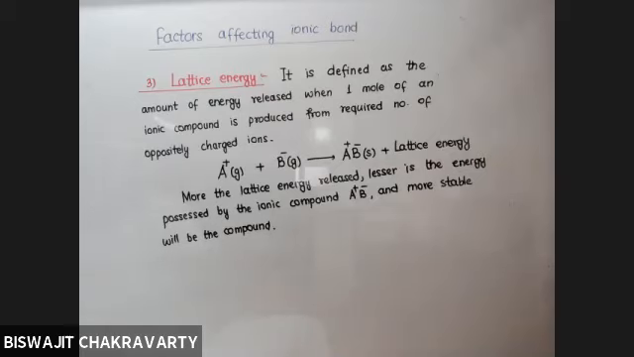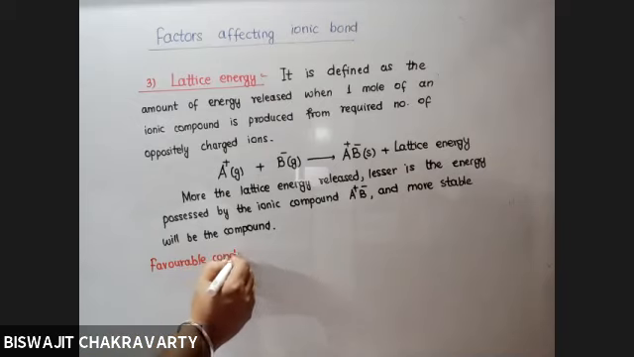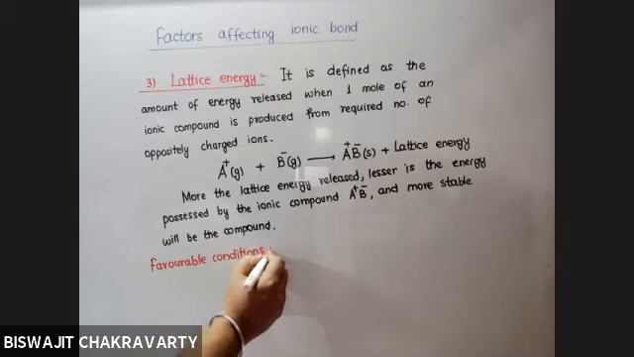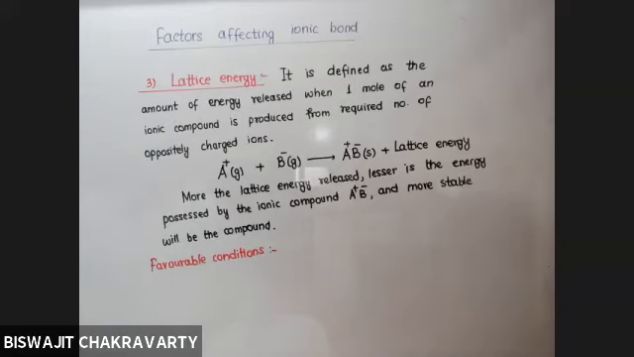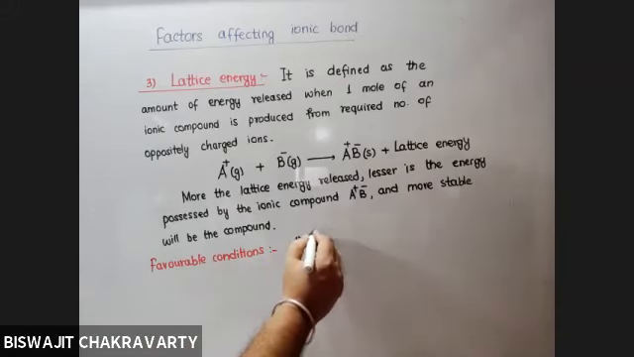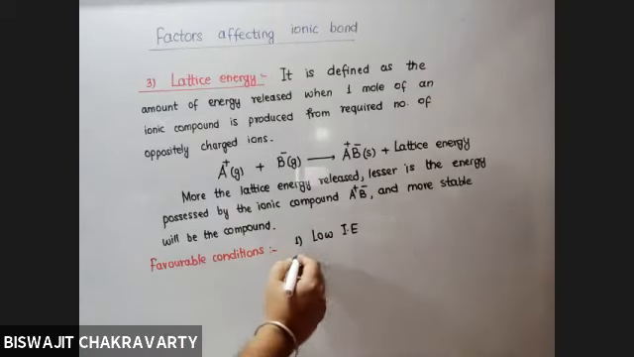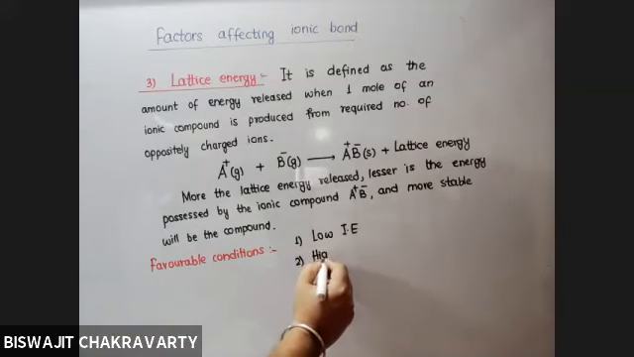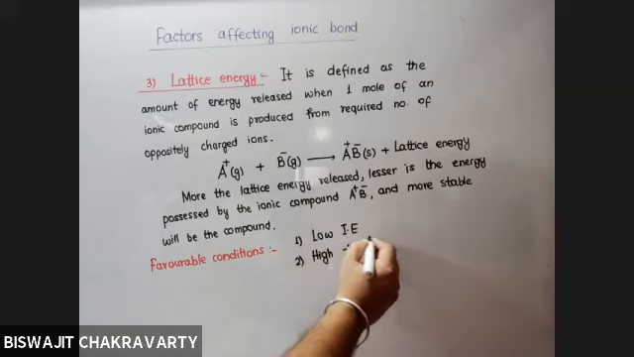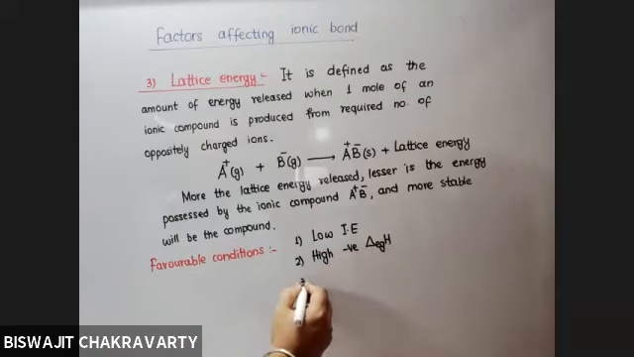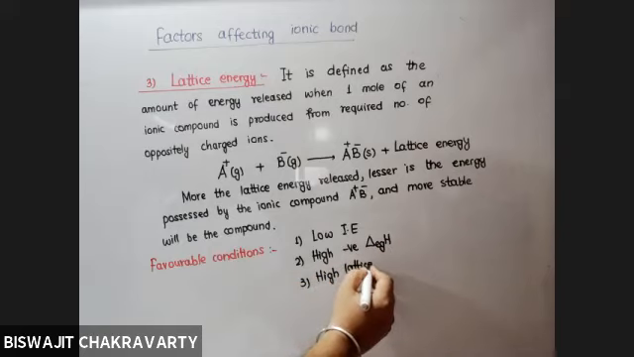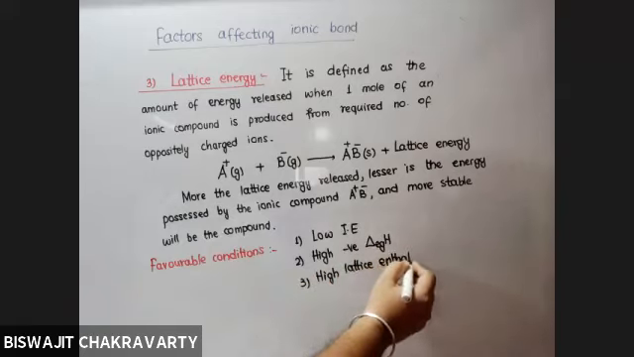And that is why we say that favorable conditions for formation of ionic compound are number 1, low ionization enthalpy, number 2, high negative delta EGH, and number 3, high lattice energy. See, up to this much, are the things clear to everyone?